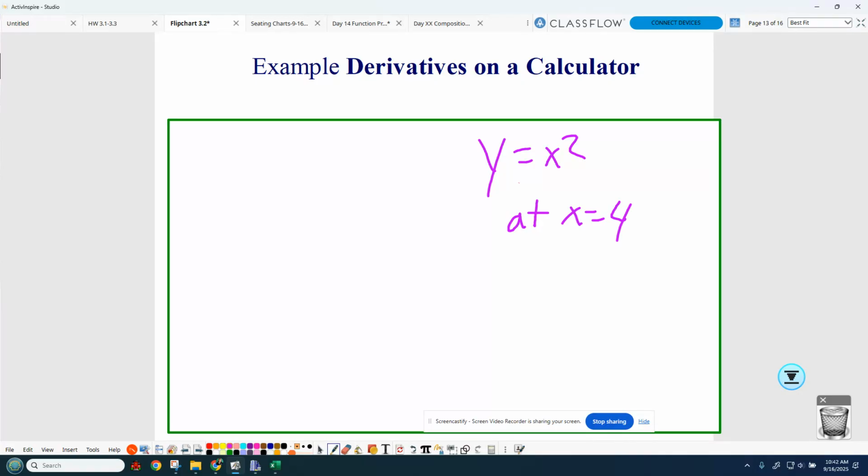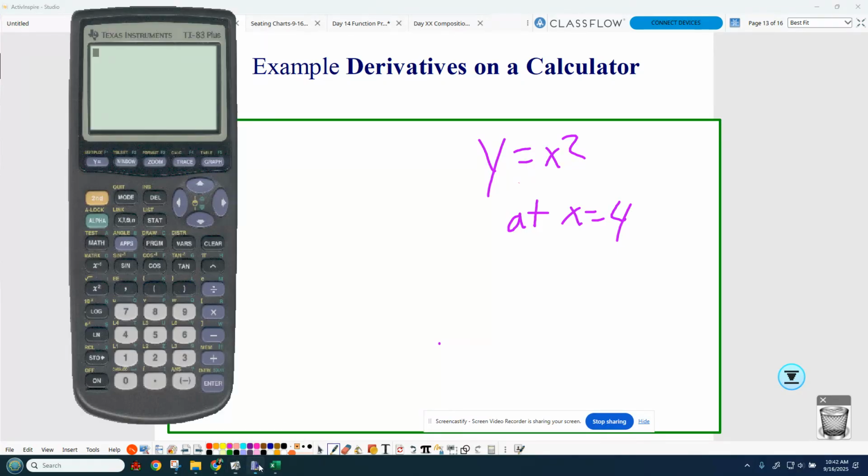Let's see if we can do the derivative of x squared at x equals 4. All right, yours is going to look so much nicer than mine, but derivative is under the math key, and it's not listed on here, so pass number 7, nDeriv or nDer.